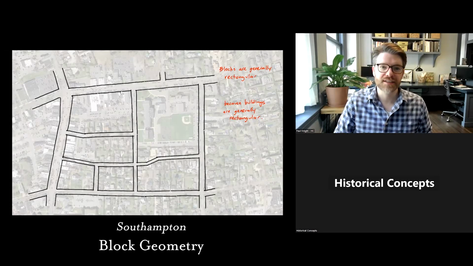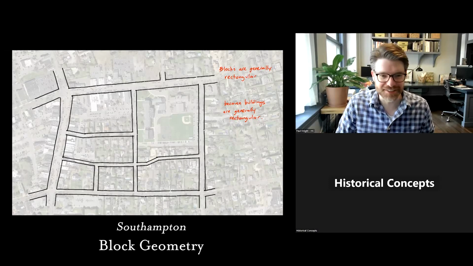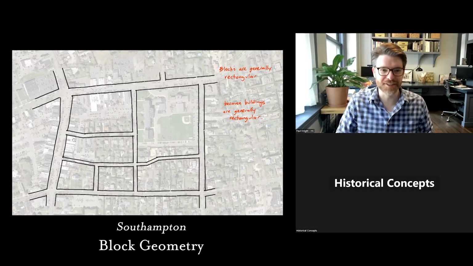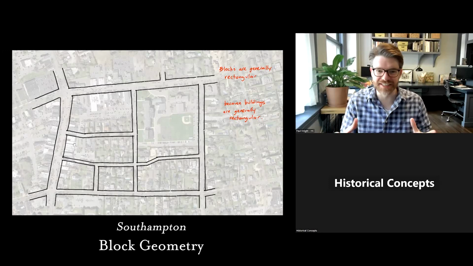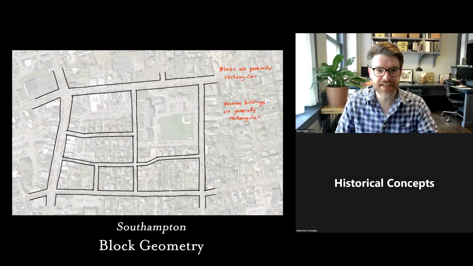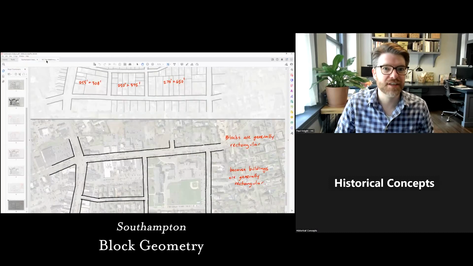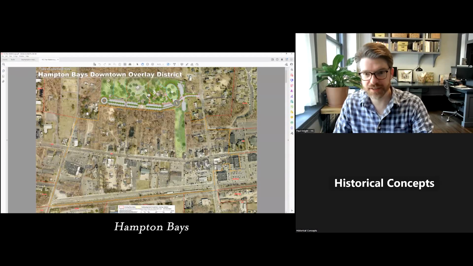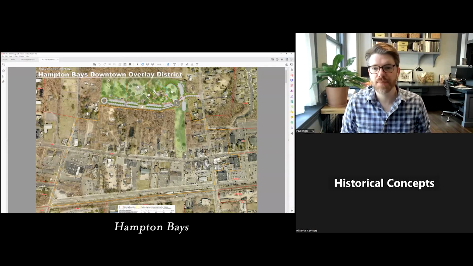And then lastly, you can notice that these blocks are generally rectangular. And why is that? That's because buildings are generally rectangular. No surprise there, it's an efficiency in geometry. So we can take that information and then apply it to Hampton Bays.